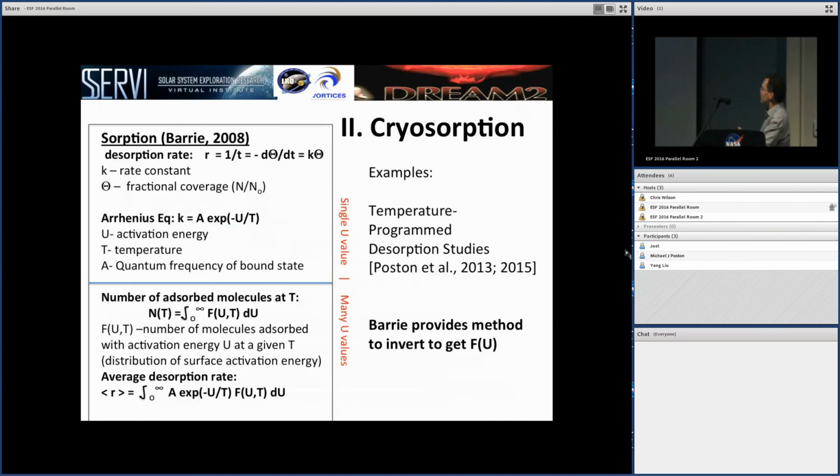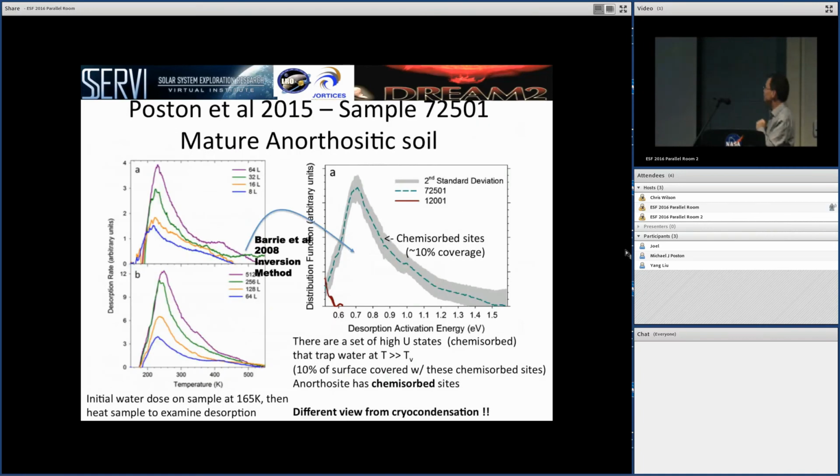You have a desorption rate that is defined by the Arrhenius equation and the fractional coverage. And if you have a group of molecules, a handful of regolith, each of these sites is going to have different activation energies, so you can define a distribution of surface activation energies. To get the average desorption rate, you have to integrate the Arrhenius equation over this distribution. So it becomes a statistical mechanics problem. There's a nice paper by Barry Poston that allows you to invert: if you've got the desorption rate, you can invert to get the distribution function.